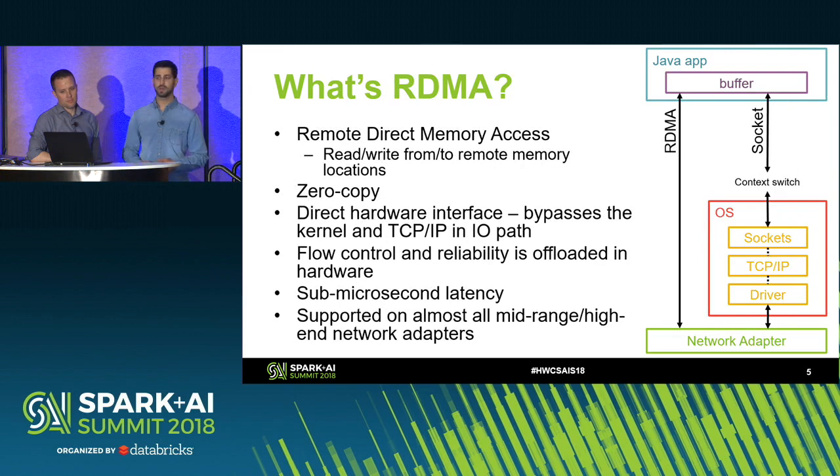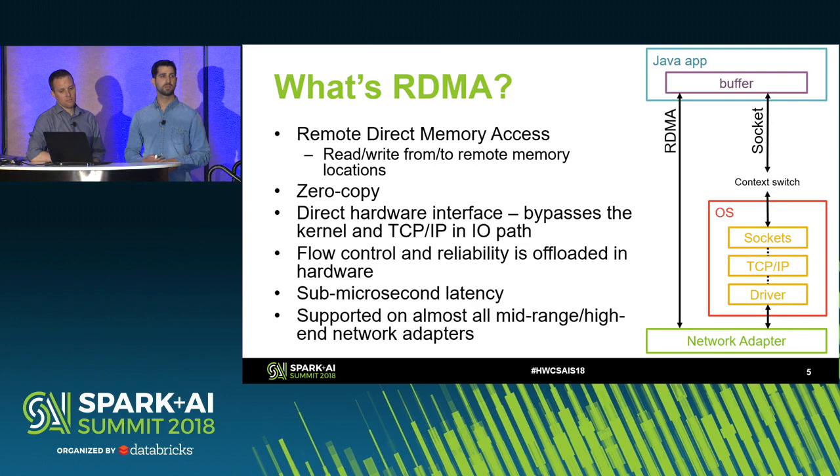So what's RDMA? RDMA stands for Remote Direct Memory Access. It basically lets you read and write from and to remote memory from your local machine. It gives you zero copies since you're doing transfers directly from memory addresses, either remotely or locally. And it basically gives you a direct hardware interface, bypassing the kernel and the OS, the TCP stack, and everything else in the I/O path. We can see here in this diagram how a buffer starts in this Java application.